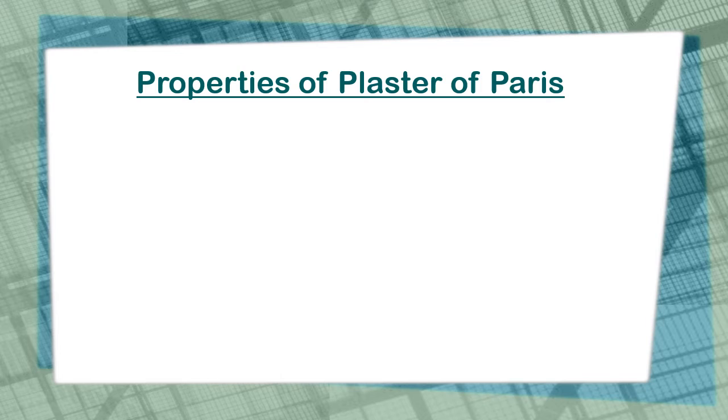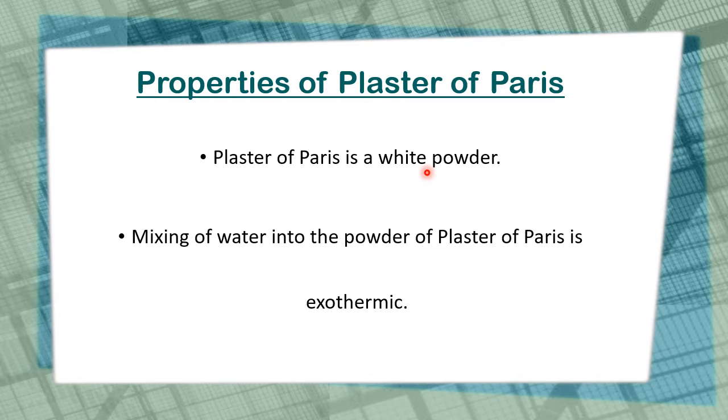Properties of plaster of Paris. POP is a white powder, like the normal white powder we see. Mixing water into powdered plaster of Paris is exothermic. That means heat energy is given out and it becomes a hard mass.